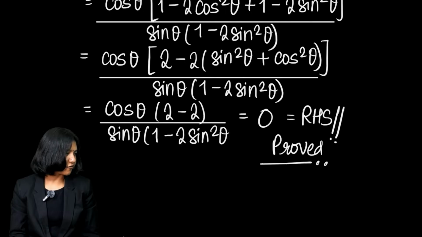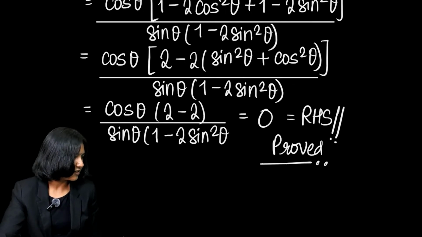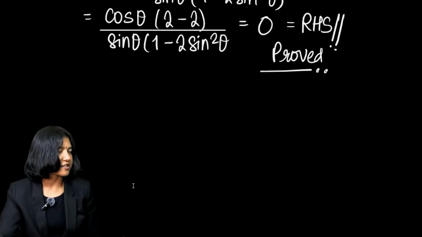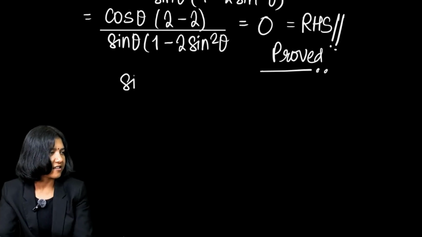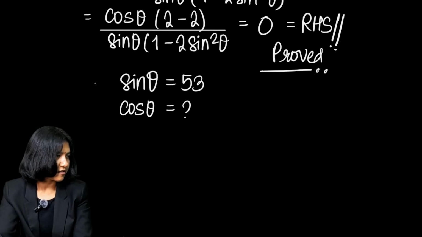Okay, if we have sine theta is equal to 53 and theta is acute, find the value of cos theta. Sine theta is 53, find the value of cos theta. Now find the value of cos theta. That's the question.